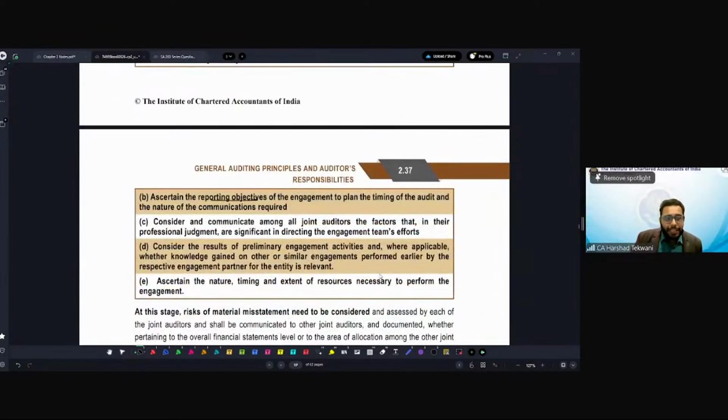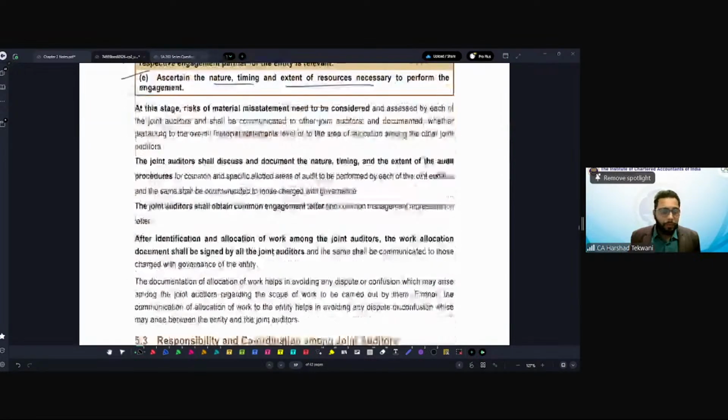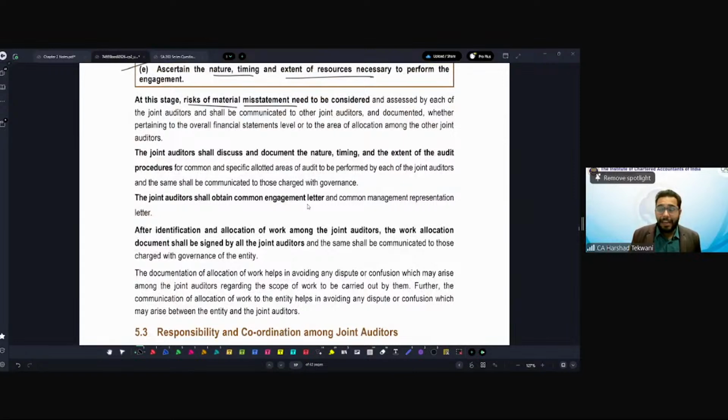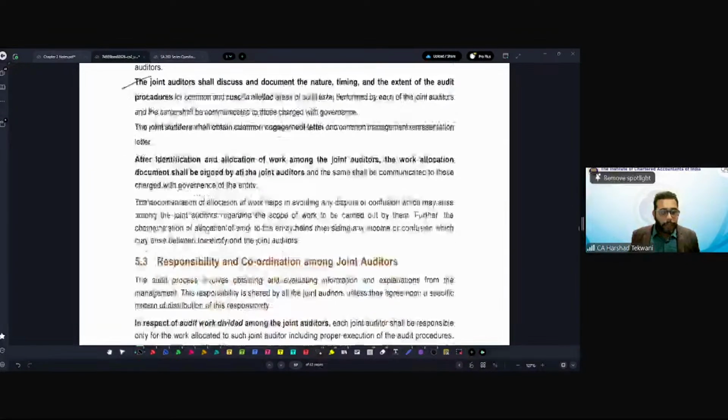Then you have the reporting objectives, including the communication part. You have communication among the joint auditors of factors identified, timing and extent of resources, nature, timing, extent of the audit procedures, identification of the allocation of the work, responsibility and coordination that we discussed.